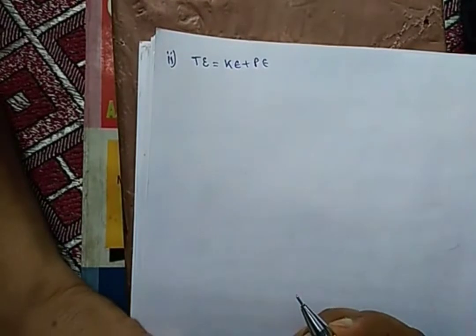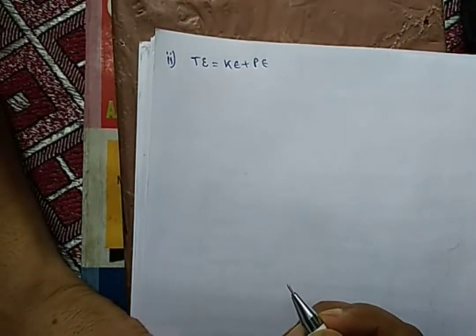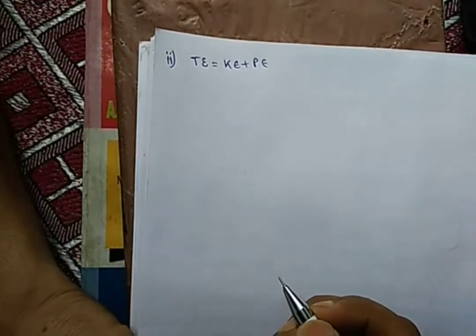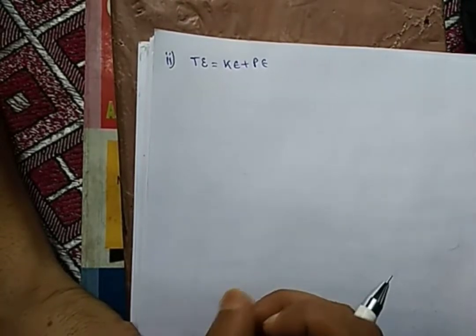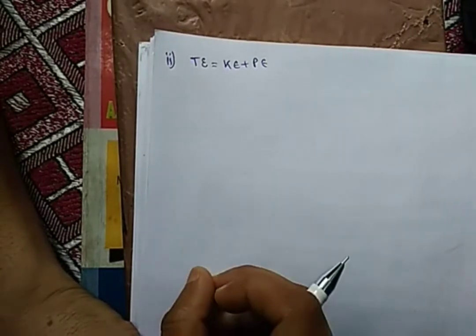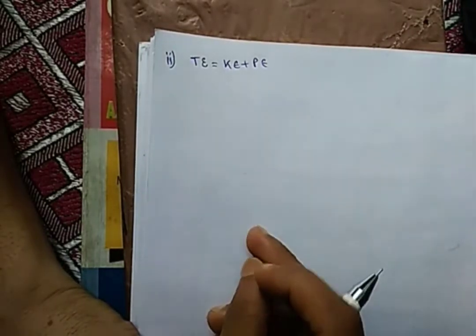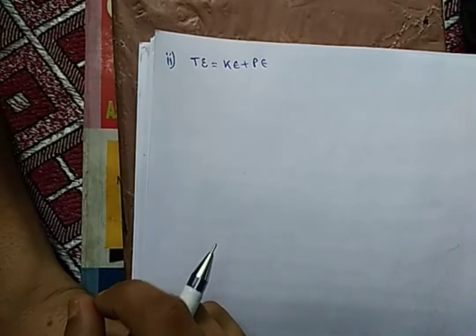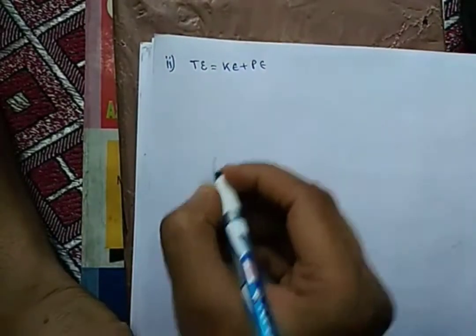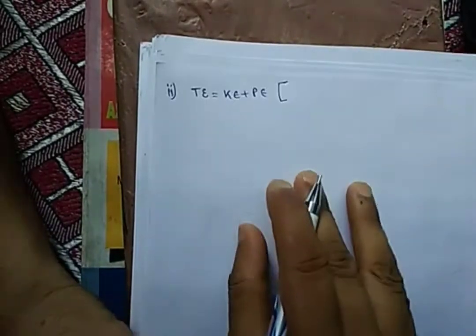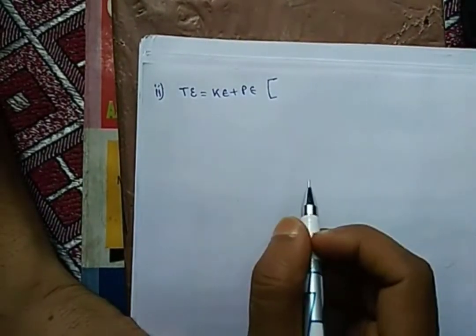This is the formula. Total energy is equal to kinetic energy plus potential energy. But in the theory part, you must have read the total energy possessed by the body at any instant remains constant for a free fall. Okay. I will write a note here, and it is important also.